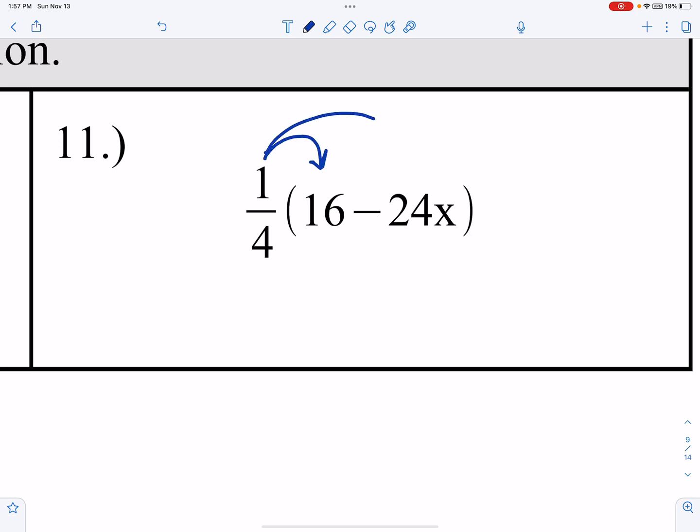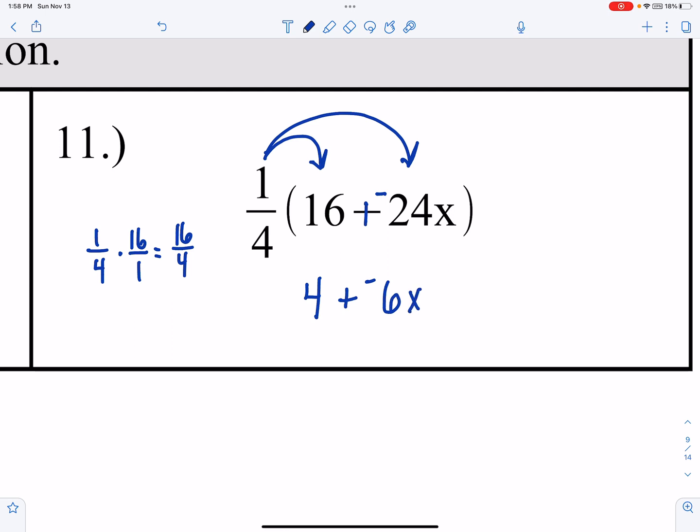So we're going to distribute the 1/4. I can quickly KFC that just to make it easier to look at. And so 1/4 of 16 is 4. You can also look at this: remember, 1/4 times 16 over 1 is essentially 16 divided by 4, and that's where I get that. Plus the 1/4 of negative 24, or just 1/4 of 24. We know our answer is going to be negative. 1/4 of 24 is 6. And so we have a negative 6x.